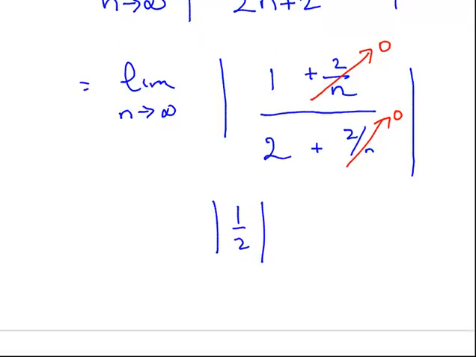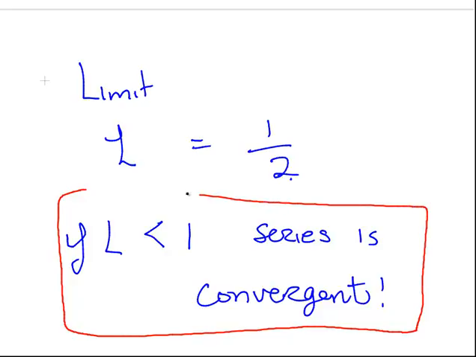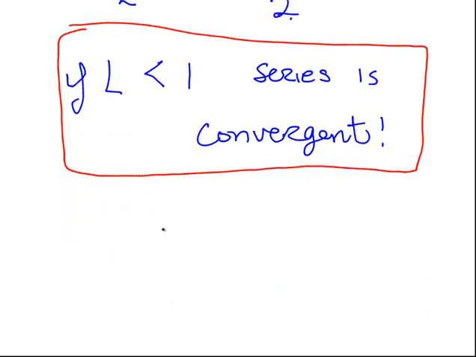Here the limit L is 1/2, and this is the rule we're looking at. If L is less than 1, the series is convergent. And it is less than 1, so the series is convergent. So that's our answer.